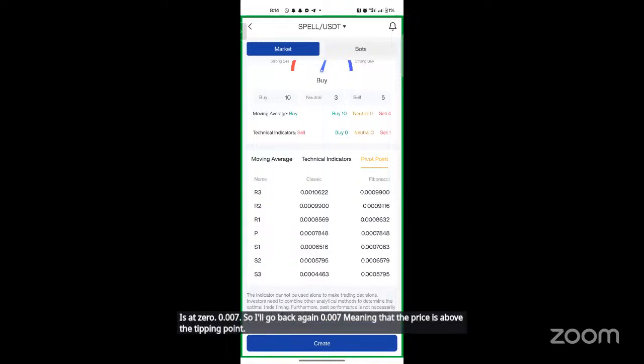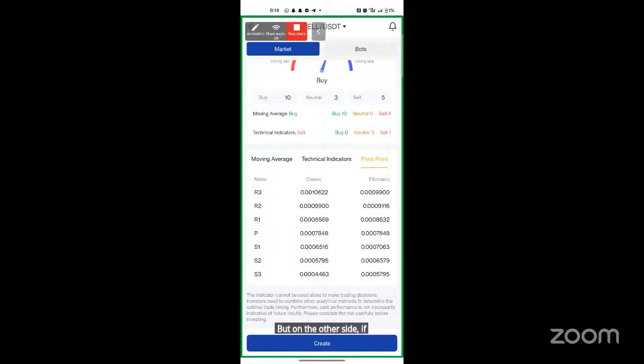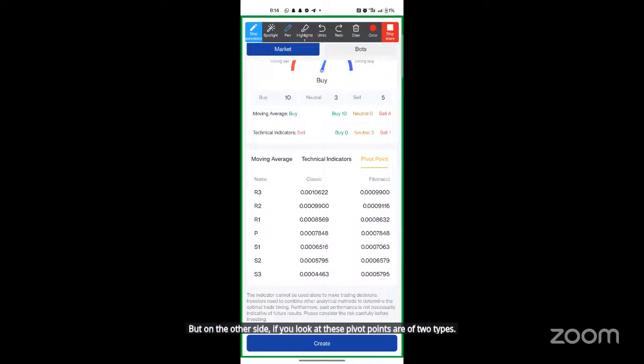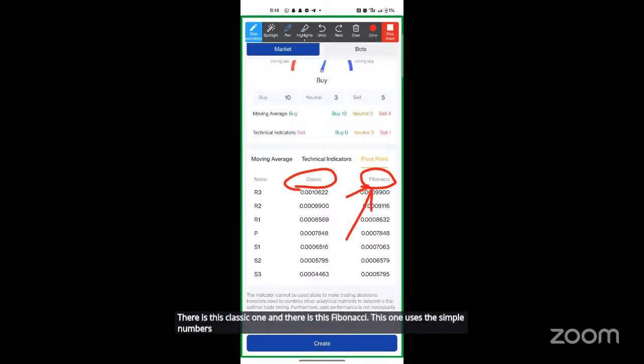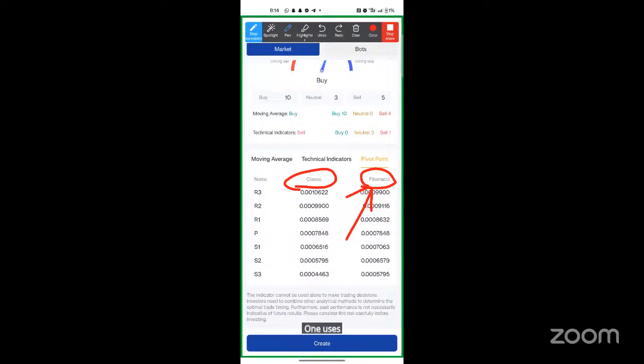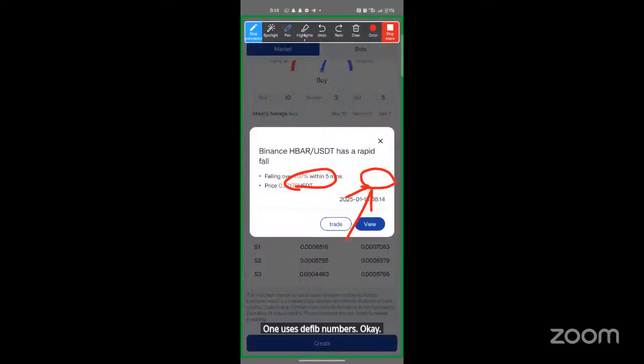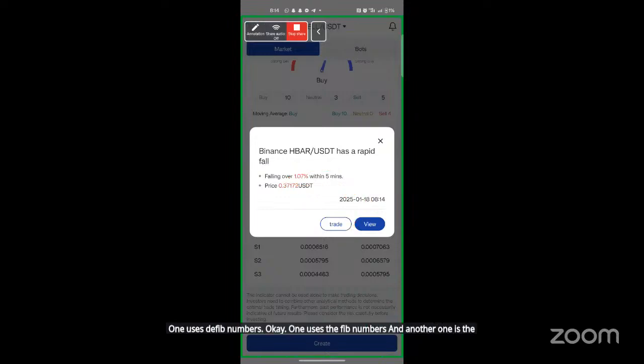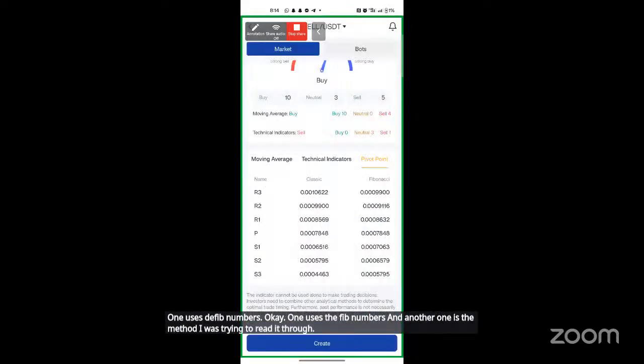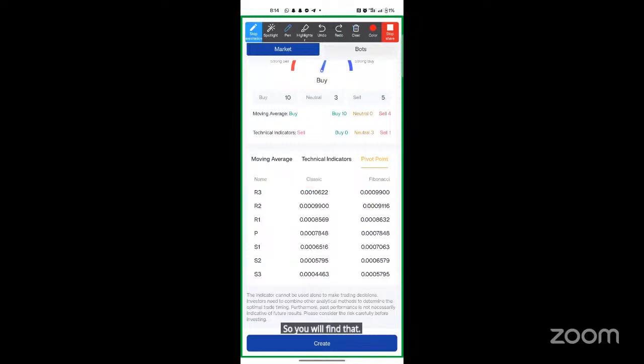But on the other side, if you look at these pivot points, they are of two types. There is this classic one, and there is this Fibonacci. One uses the Fib numbers, and another one is the classic method. So you'll find that it is up to you to choose any of your choice. Either you could focus here or focus here.